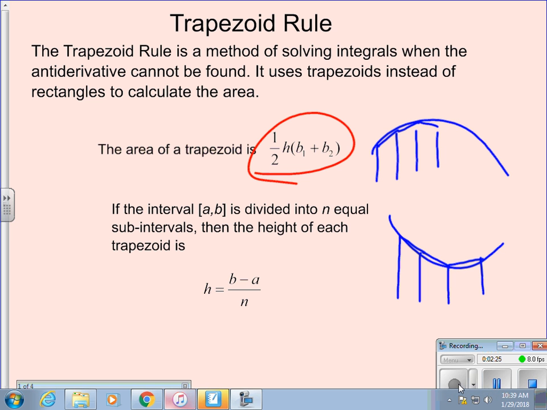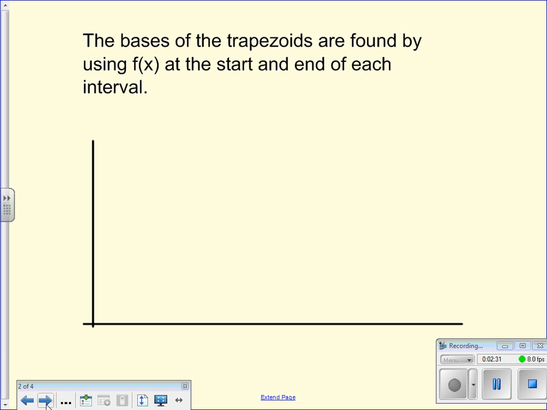So what we're going to do is the height, you divide it equally spaced. Each one of these is equally spaced. Now, I'm going to draw a demonstration. You do not need to have this down in your notes, but I want to show you what I'm talking about.